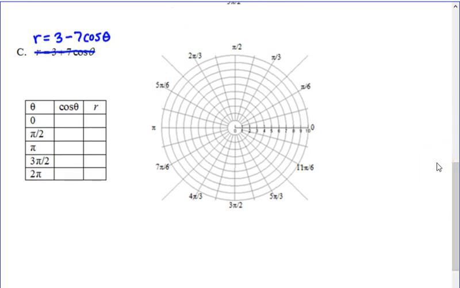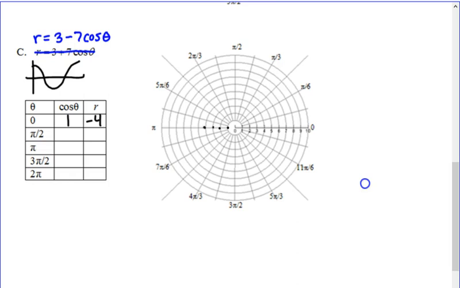So once again, just looking at my cosine graph, it starts up high. Cosine of 0 is 1. If I put 1 into the equation for cosine of theta, I would have 3 minus 7 times 1. I would get negative 4. So when the angle is 0, my radius is negative 4, which is the opposite direction from 0. 1, 2, 3. So that's why I wanted to do this.